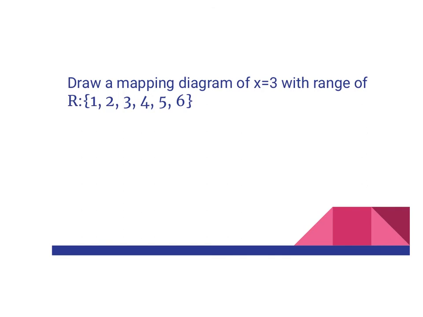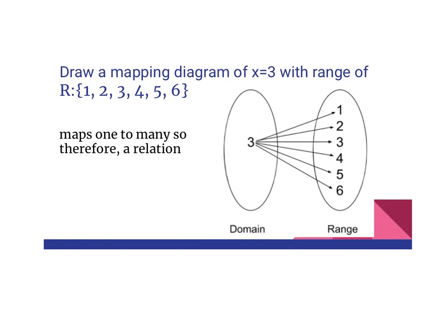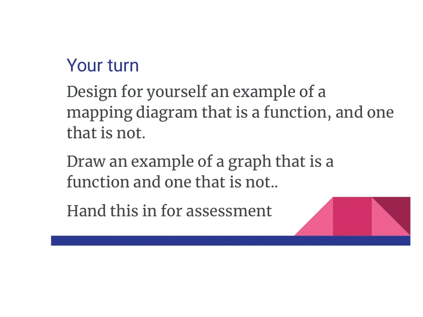So try this one. Pause the video, try it on your own. A mapping diagram of x equals 3 and a range of 1, 2, 3, 4, 5, 6. Of course, this is a vertical line. The line is x equals 3. And the range takes you between 1 and 6. And so because it maps 1 to many, it is a relation.